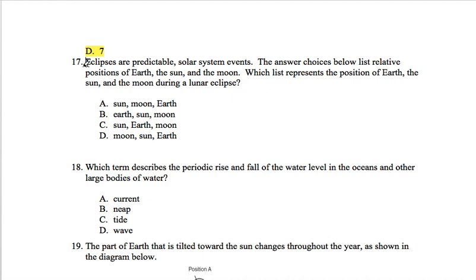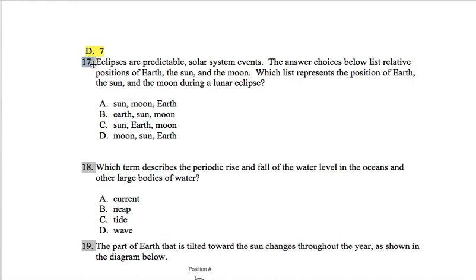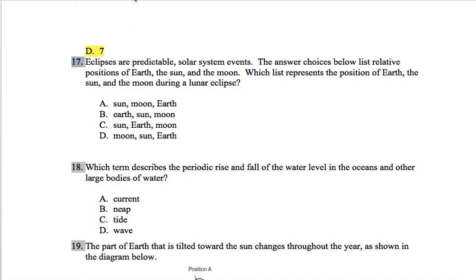Number 17. Eclipses are predictable solar system events. The answer choices below list relative positions of Earth, the Sun, and the Moon. Which list represents the position of Earth, the Sun, and the Moon during a lunar eclipse? A. Sun, Moon, Earth. B. Earth, Sun, Moon. C. Sun, Earth, Moon. D. Moon, Sun, Earth.